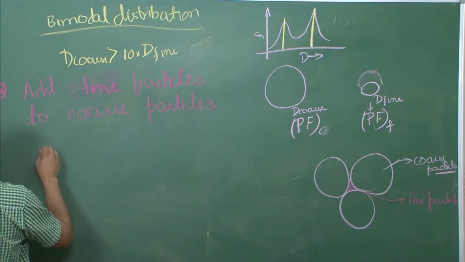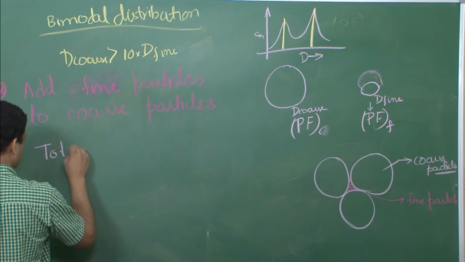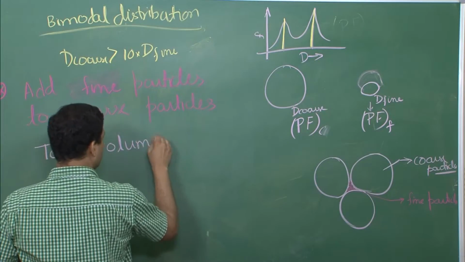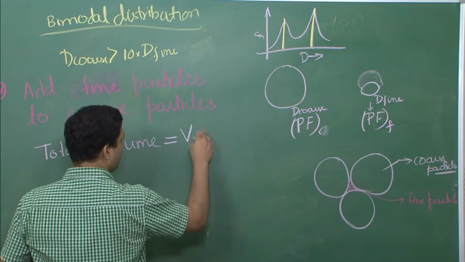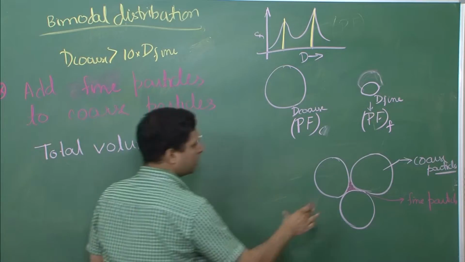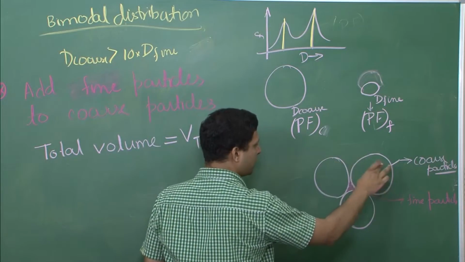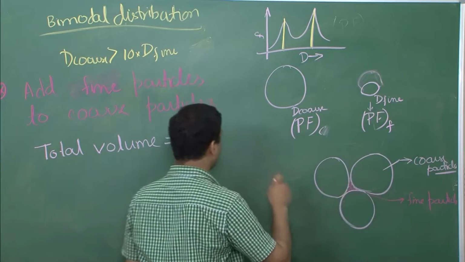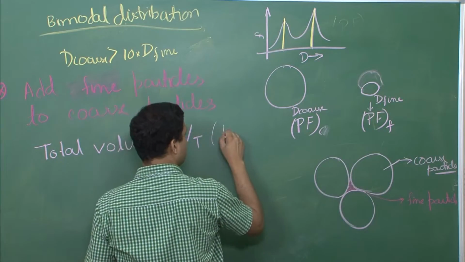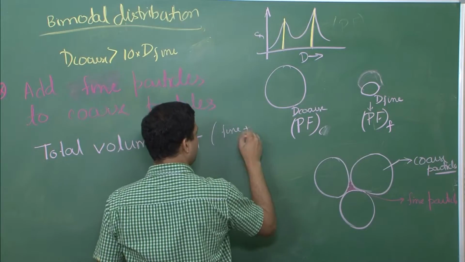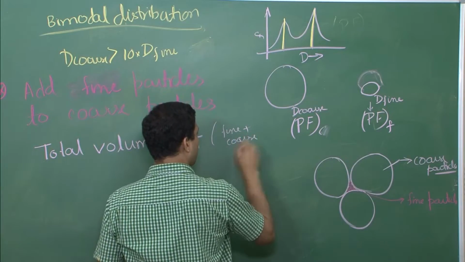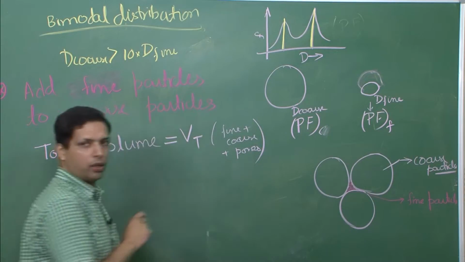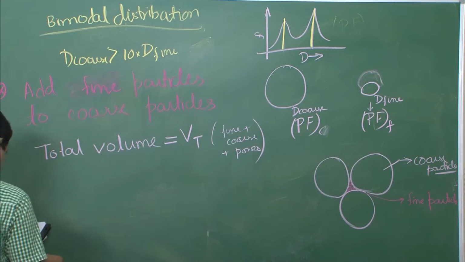Now let us define some of the terms. Total volume is equal to Vt, meaning it includes the volume of the coarse particles, the fine particles, and the pores. So this is fine plus coarse plus pores. Everything included is our total volume.